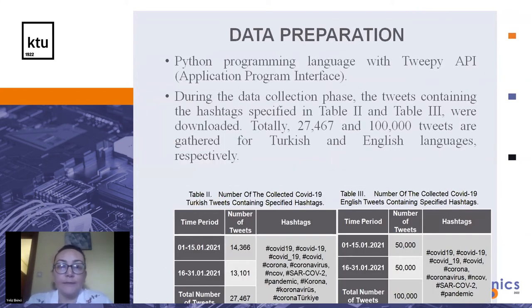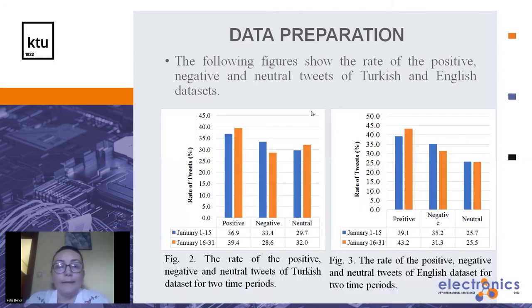So let's begin with the data preparation. We use Python programming and the API, and we collected 27,000 tweets for Turkish and 100,000 tweets for English. English had to be more because we assumed that English tweets will reflect the opinion of the world, and the Turkish tweets reflect the opinion of Turkey. So English tweets are approximately four times of Turkish tweets. Here are the hashtags that we used. And just looking at the percentages of the positive, negative, and neutral tweets of Turkish and English data sets, we can get some quick ideas.